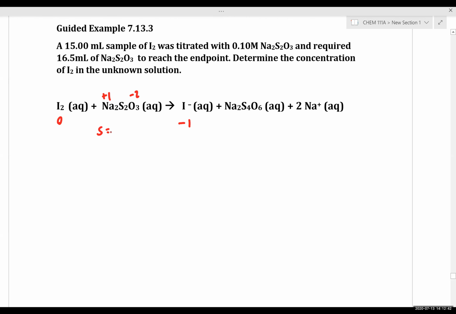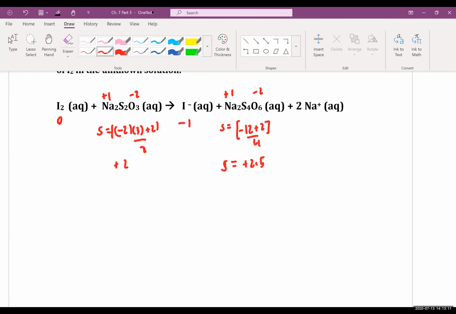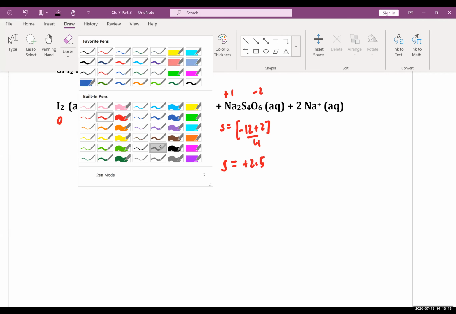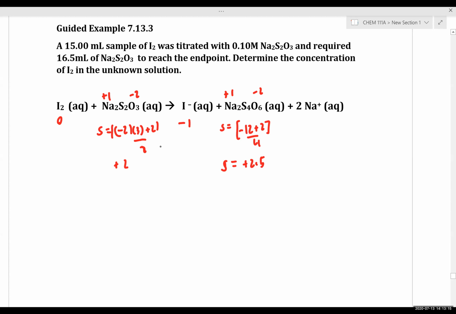So sulfur, we have -2 times 3 plus 2 over 2. So we're going from sulfur +2 to sulfur -12 plus 2 over 4, a sulfur of +2.5 oxidation number. Okay, so this is a redox reaction. So we're going to have to balance it utilizing half reactions.